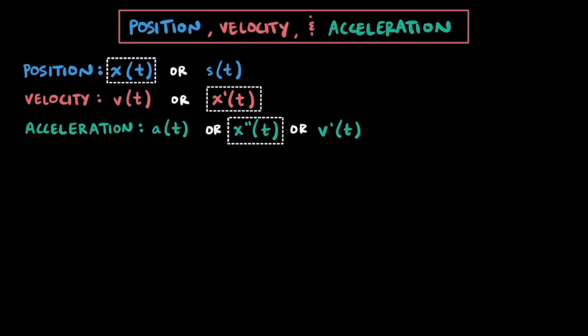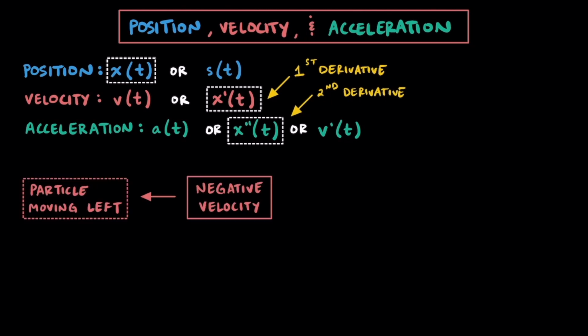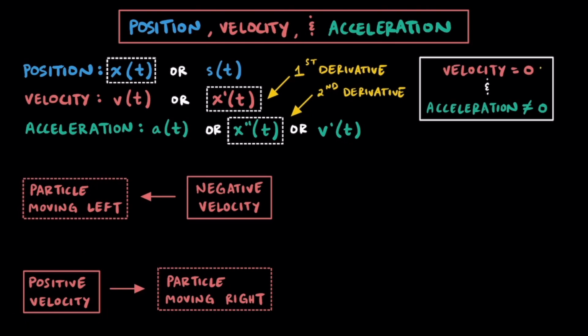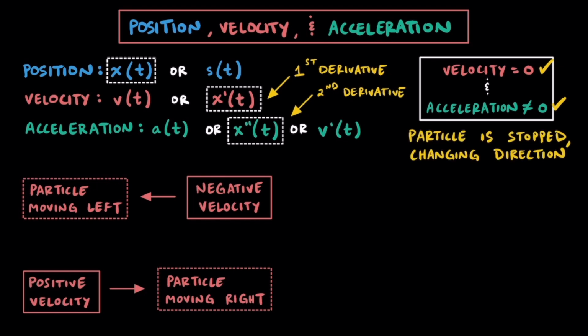Looking at the progression of the x of t function, we can see that we have x of t, x prime of t, and x double prime of t. While velocity represents the first derivative, acceleration will represent the second derivative of the position function. Now, it's important to understand that whenever you have a negative velocity, it means the particle or the object that we're talking about in a problem is moving towards the left. On the other hand, when you have a positive velocity, it means the particle or object is moving towards the right. A unique case you want to be aware of is that when the velocity function is equal to 0, but the acceleration function is not equal to 0, it means that the particle is stopped and is changing direction.